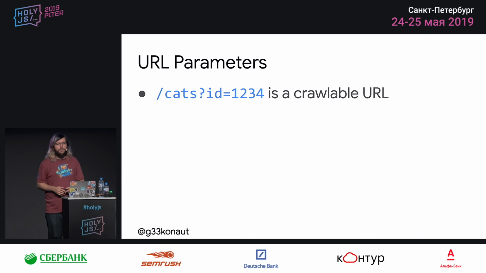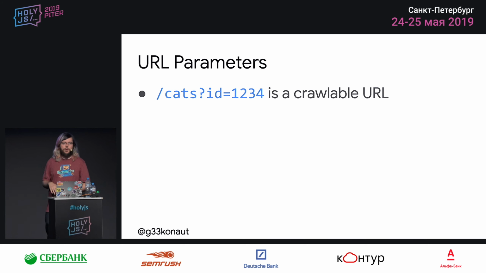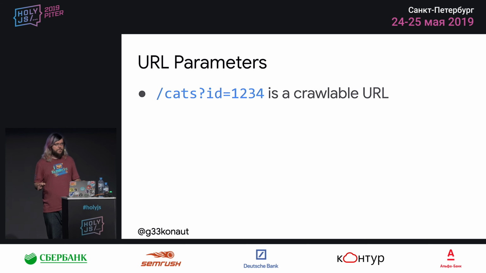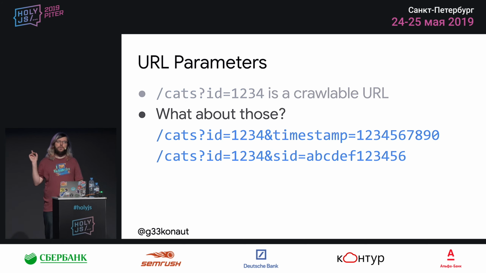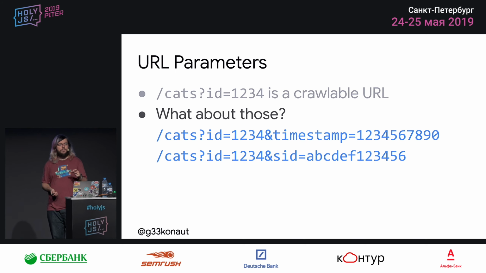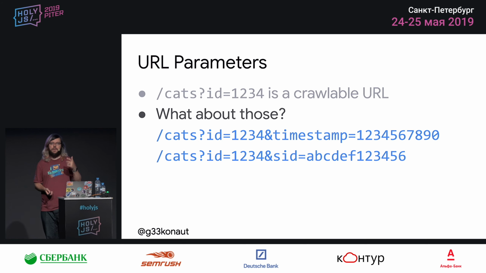Now let's talk about URL parameters. So this is a specific cat URL, and we can crawl that. That's perfectly fine, not a problem. But what about those two? Same cat, but there's something that adds a timestamp, and then there's something that adds a session identifier that might be like someone posted this from their own while they were logged in on the site or something, and now we find this URL and we're going to crawl it.